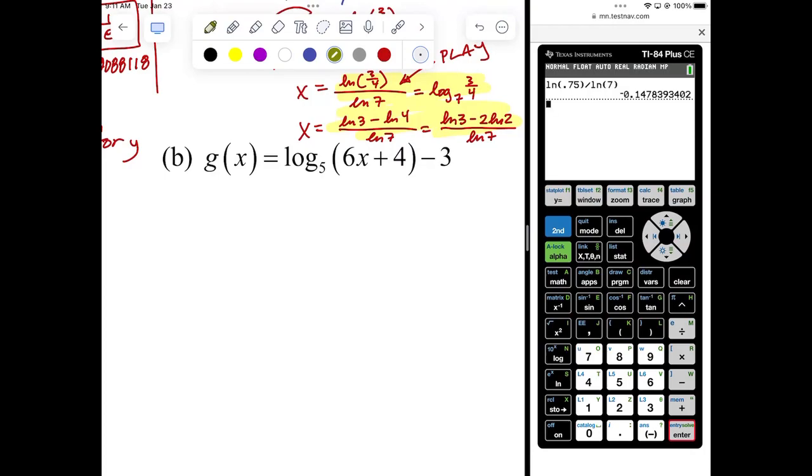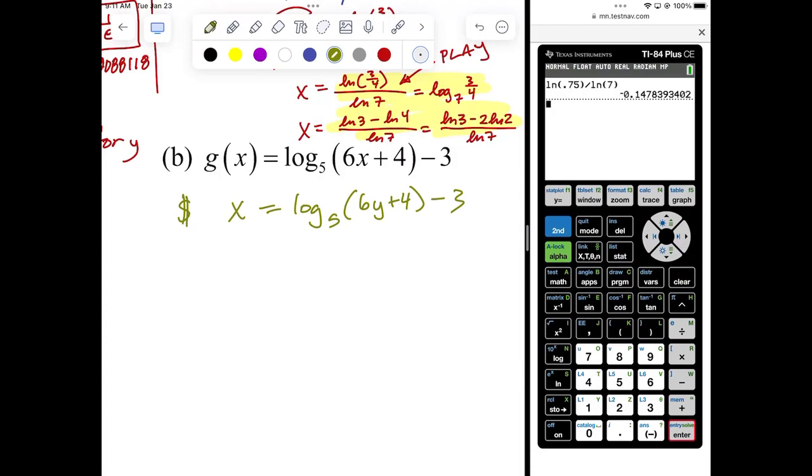So now we're starting with a log base 5. Now we should end up with an exponential base 5. And we're going to leave it in terms of base 5. We're not going to write it in terms of e. So g of x is just a fancy name for y. So we'll interchange it. Here's the money step. X equals log base 5 of 6y plus 4 minus 3.